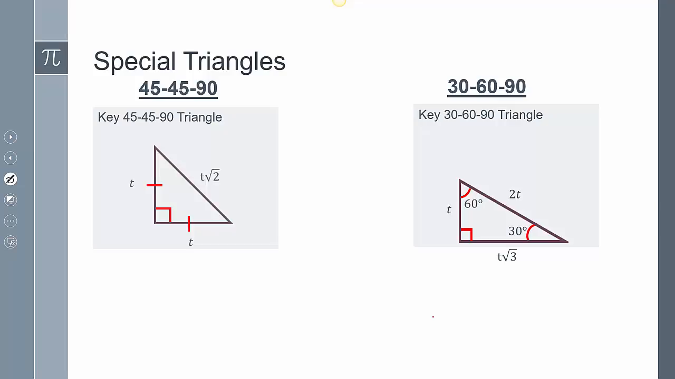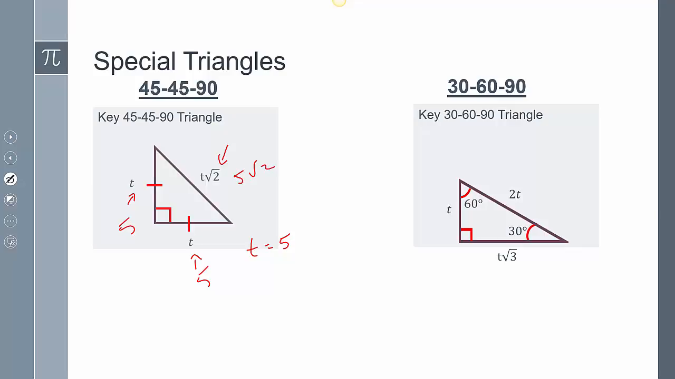Now these are the two special triangles that I was talking about. We have a 45, 45, 90 and a 30, 60, 90 triangle. Now these triangles have a ratio where for the 45, 45, 90 my two legs are equal, and whatever my leg is times root 2 is my hypotenuse. So if I said my t is 5, this would be 5, this would be 5, this would be 5 root 2.